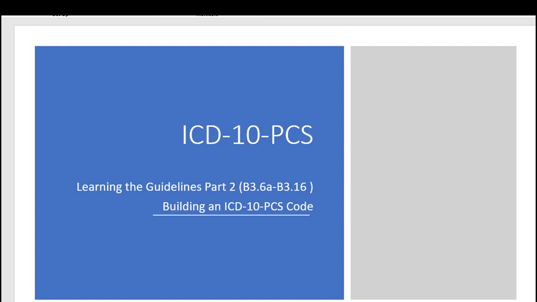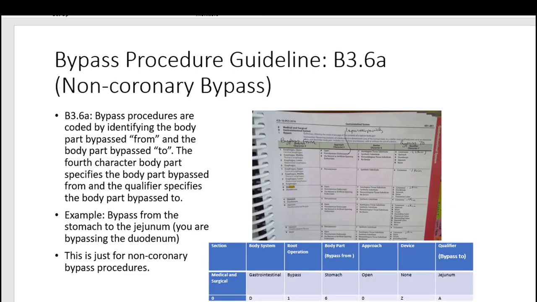Okay, we'll continue with our discussion of the guidelines. This podcast will address B3.6a through B3.16 and building an ICD-10 PCS code. B3.6a talks about non-coronary bypasses.